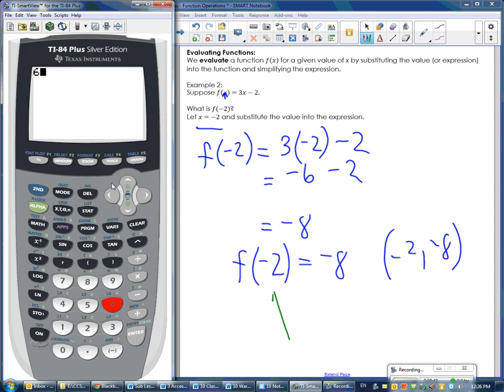This number is considered my input. It's my domain value. This number is considered the output. It's my range value. It's also going to correspond to y.